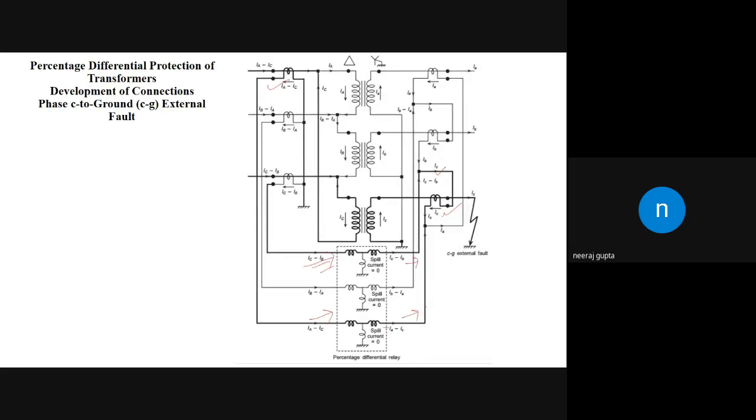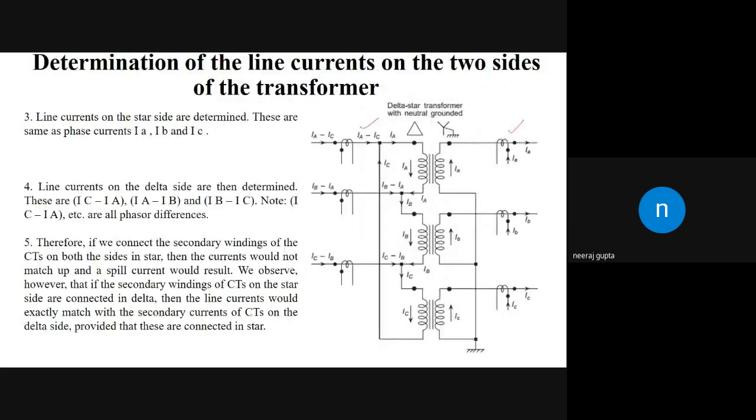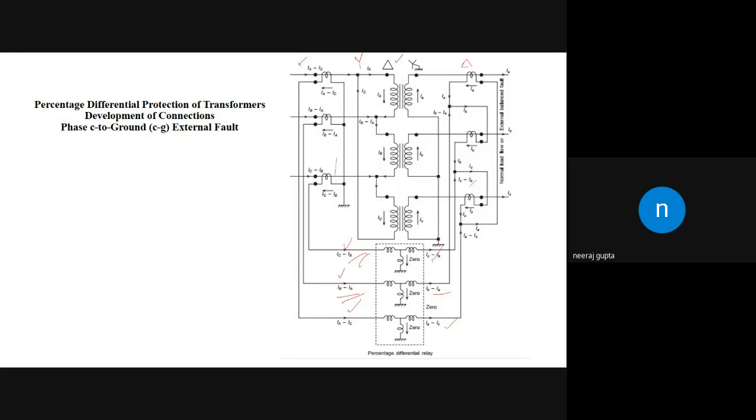This relay will trip. So these connections are actually true. So what we have to do, first of all, we have to mark the connections, we have to take the values of the phase currents. Then we have to calculate the value of the line currents.